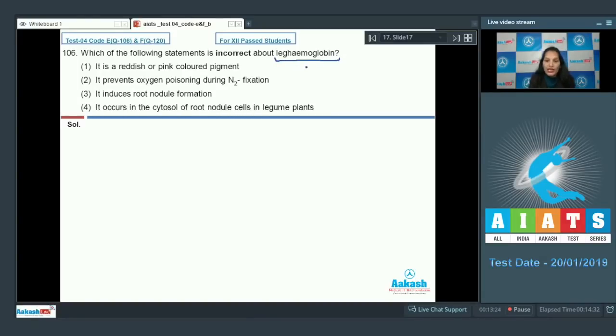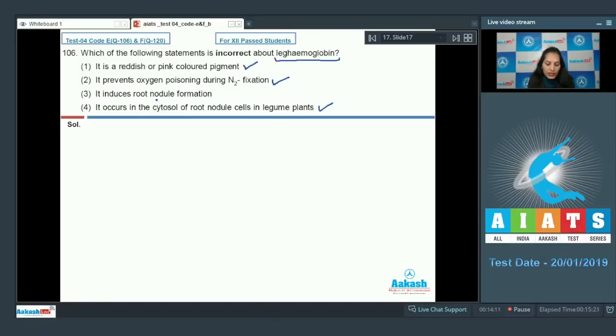Leg hemoglobin is a pink colored pigment which is found in leguminous plants. So this leg hemoglobin pigment is an oxygen scavenger. It scavenges oxygen, it traps oxygen and protects the nitrogenase enzyme from oxygen as it is oxygen sensitive. So this leg hemoglobin is found in the cytosol of root nodule cells in leguminous plants. It is true. It prevents oxygen poisoning during nitrogen fixation. Yes. First, it is reddish or pink colored pigment. Yes, it is reddish or pink colored.